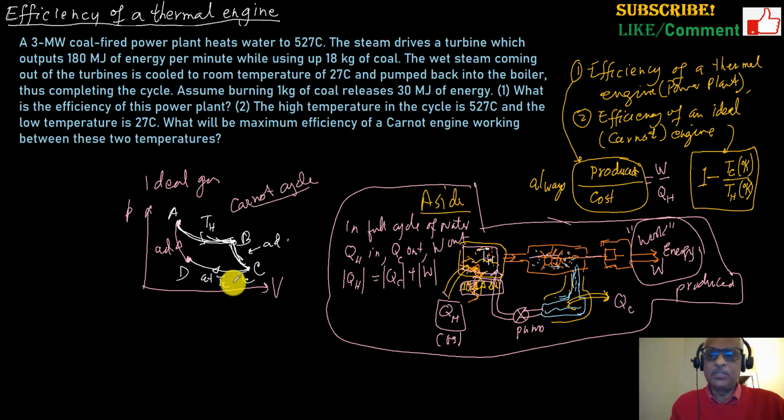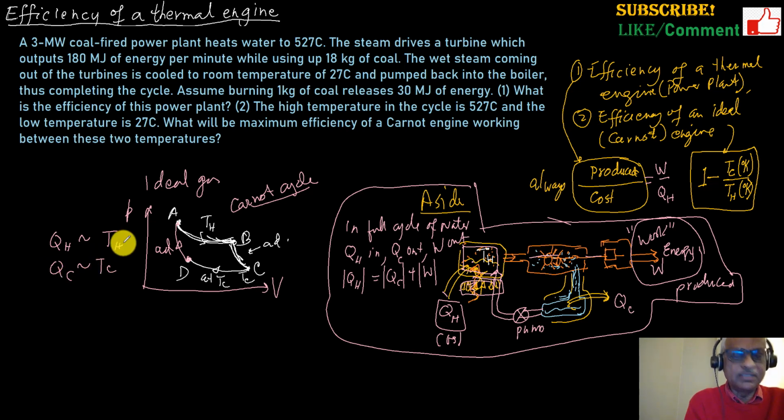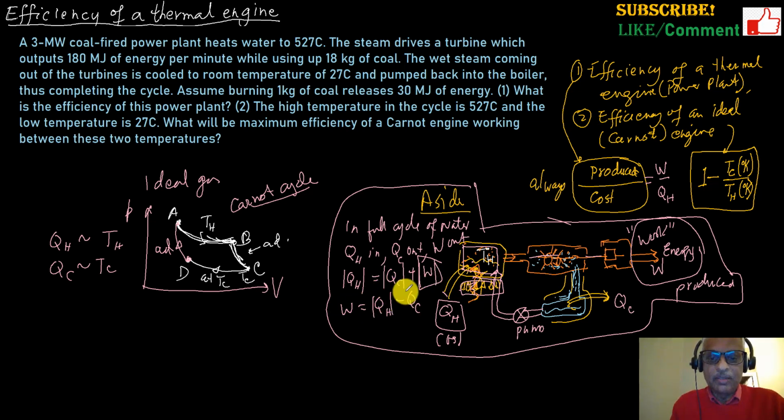And if you work this out, then QC and QH in here can be shown to be proportional to... so here you can show that QH is proportional to TH, and QC is proportional to TC. And in here you can see that this W I can replace by QH minus QC, right? So if I replace over here, you have QH minus QC, assuming QC to be positive.